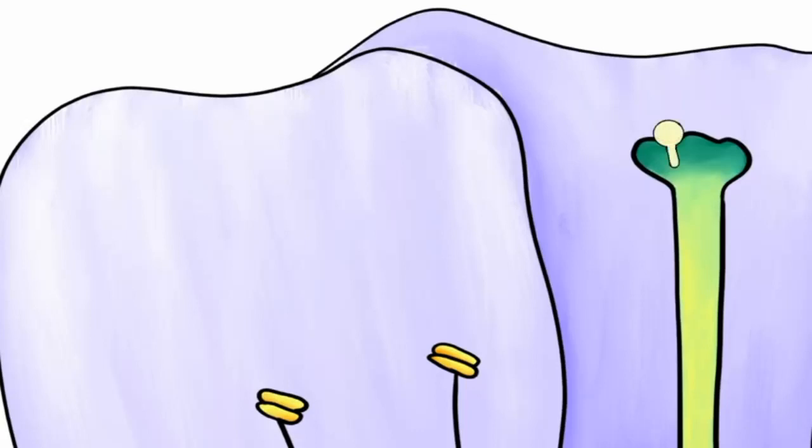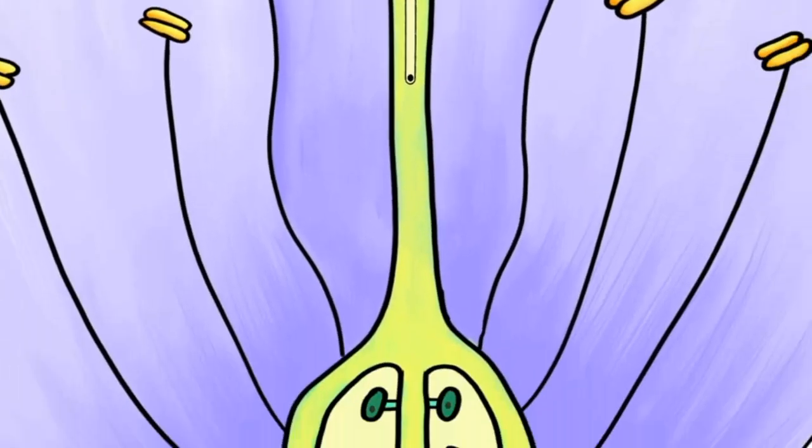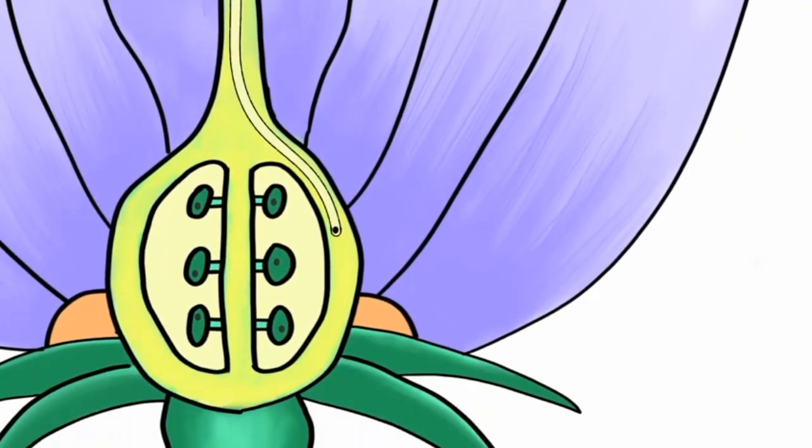When a pollen grain lands on the stigma, it forms a pollen tube down the style of the flower. The pollen grain's nucleus travels down the pollen tube as it grows towards the ovary and the ovule. The pollen tube reaches a tiny opening in the ovule, and then the tip of the pollen tube dissolves, allowing the pollen nucleus to enter the ovule.